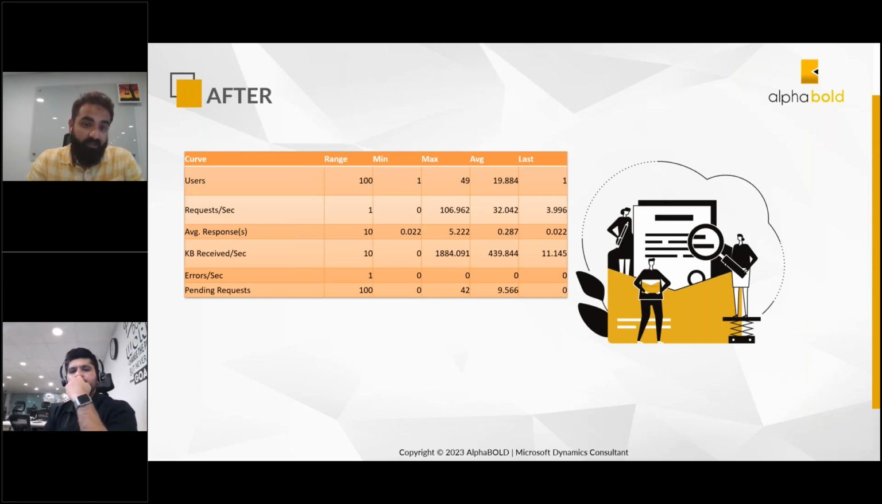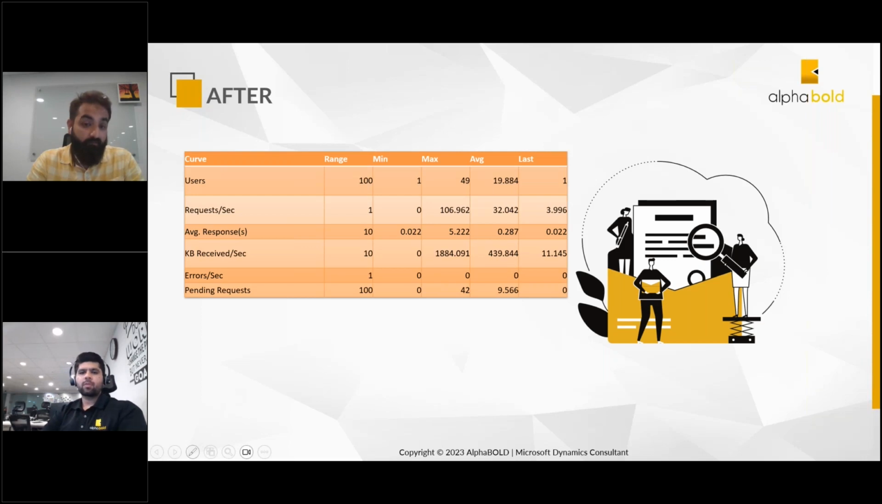Similarly, the minimum response time was now 0.02 seconds, which was a marvelous decrease from the previously shown result, and the maximum was 5.22 seconds. Now the users were getting a response from the server in 0.2 seconds on average. Similarly, KB received per second from the server side had increased as well, and errors per second have reduced to 0 because with the current benchmarks, they have met the server minimum specifications, the client set it up and increased the memory and other parameters. So the errors started to vanish.